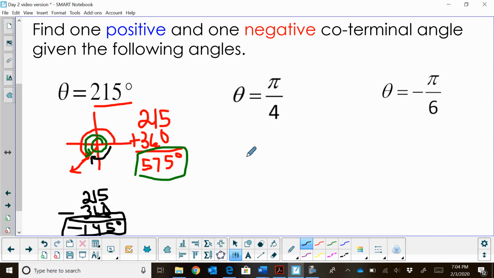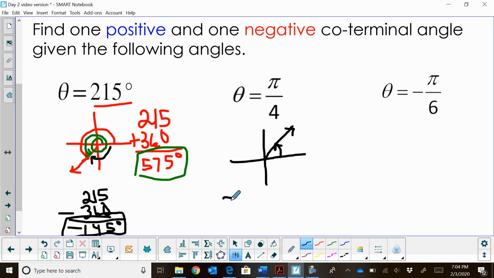Now, let's look at what a positive and a negative coterminal angle will be for pi fourths. So just thinking about its position, I'm going to draw it, and we're in quadrant 1. We're only going up to pi fourths, so there is my angle drawn with the direction.